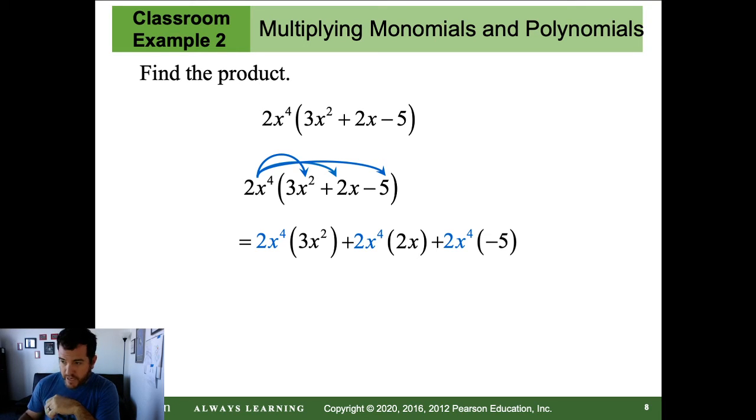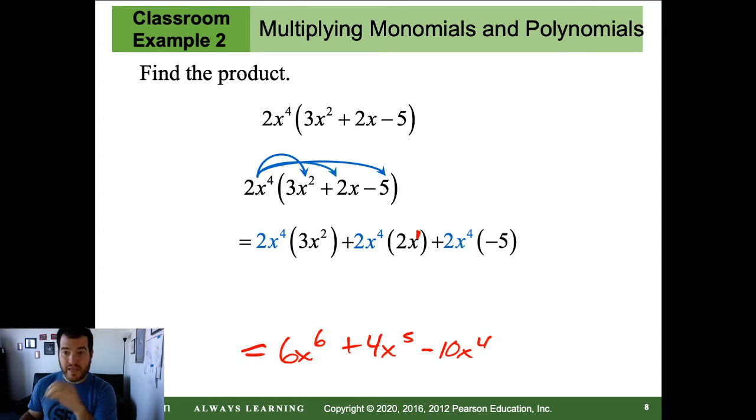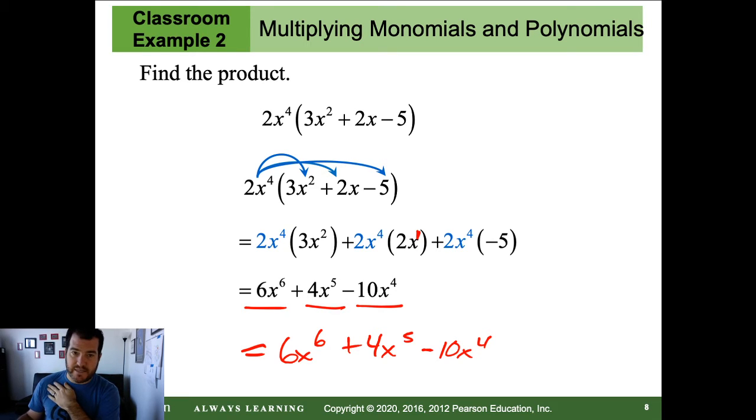Now, how I would break it down: 2 times 3 is 6. X to the 4th times x squared, you're going to add those exponents. 2 times 2 is 4. X to the 4th times x to the 1st is x to the 5th. And then 2x to the 4th times negative 5 would be negative 10x to the 4th. So again, this time we still have a trinomial, but this time it is a 6th degree because the degree of this term is 4, this is a 5, that's a 6.